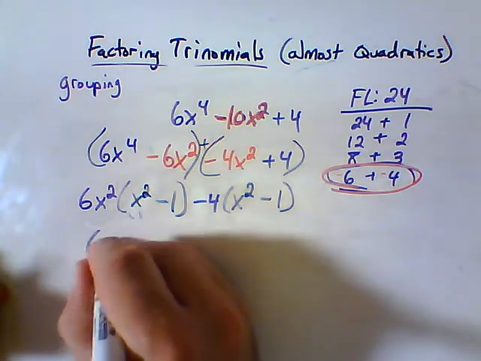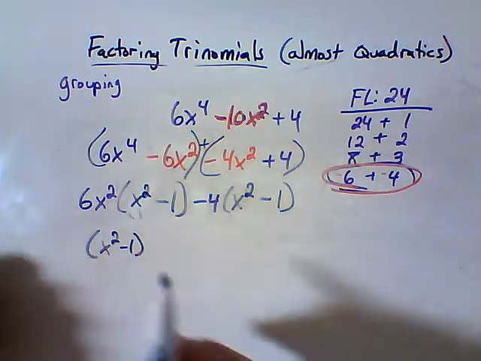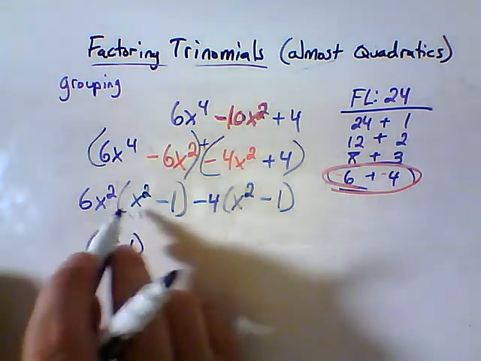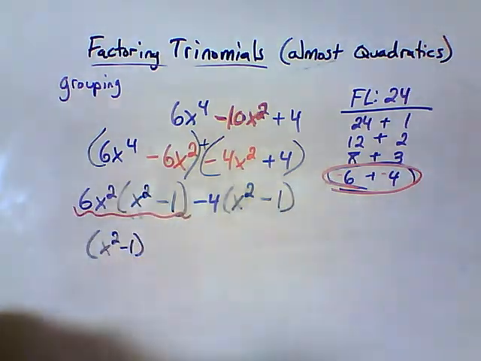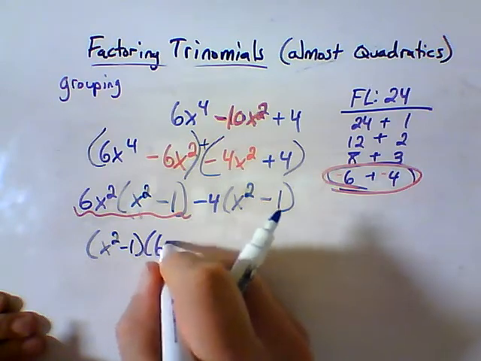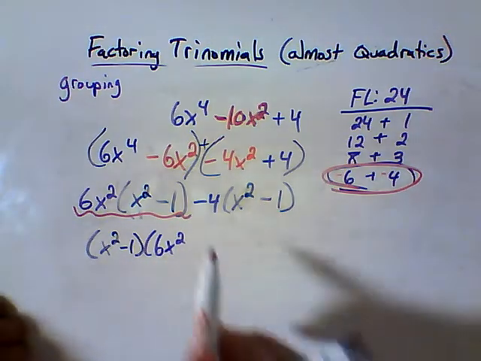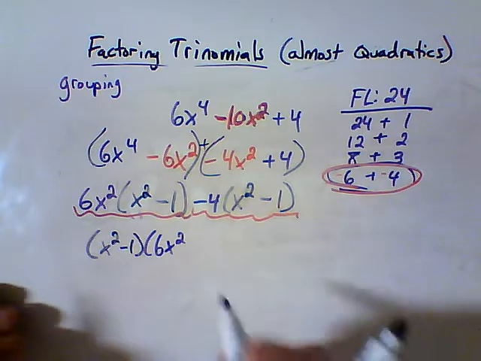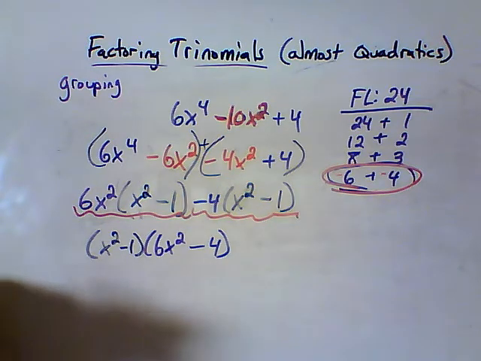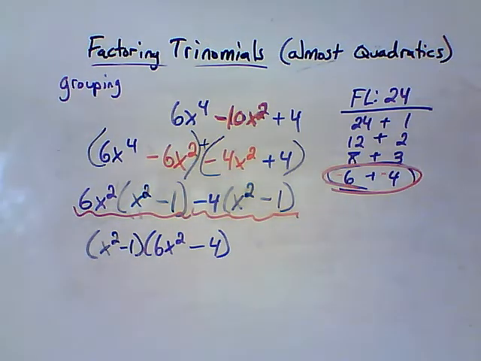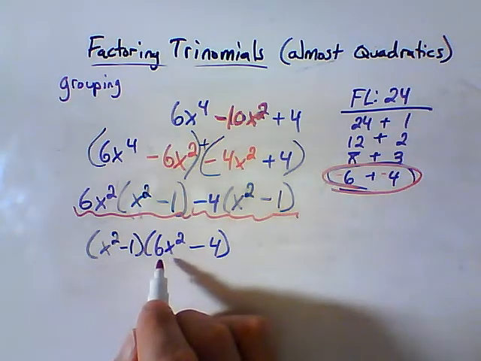Alright, x squared minus 1. And now my leftovers. If I take out this x squared minus 1 from this group, what's left over is a 6x squared. And if I take an x squared minus 1 from that group, what's left over is a minus 4. You would think I was done, and you would be wrong, because now this is not technically a difference of perfect squares, because that 6 is not a perfect square.